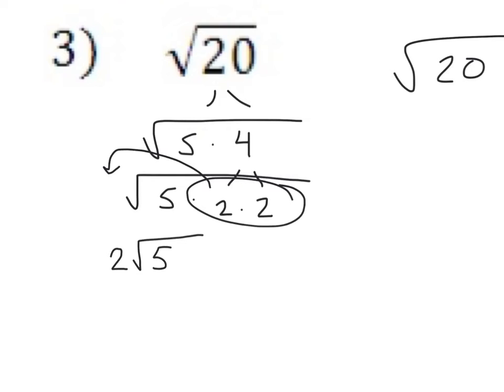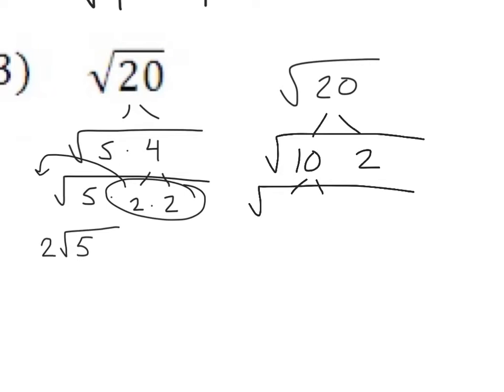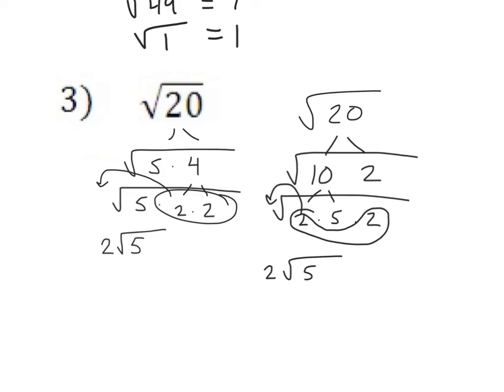You can also do 10 and 2. That's what we're going to do here. So we can split this up into 10 and 2. Can we split 10 into anything? Yeah. 2 and 5. So we have a pair of 2's here that we can move outside of the radical. So we have 2 root 5. We get the same answer.